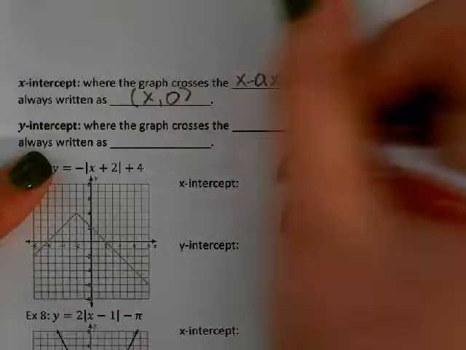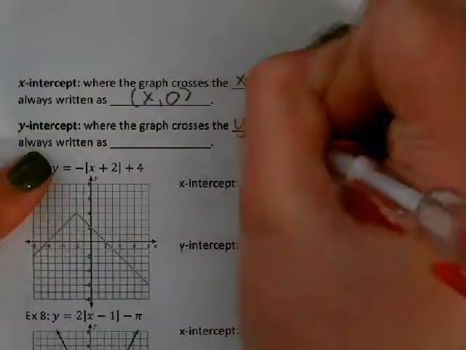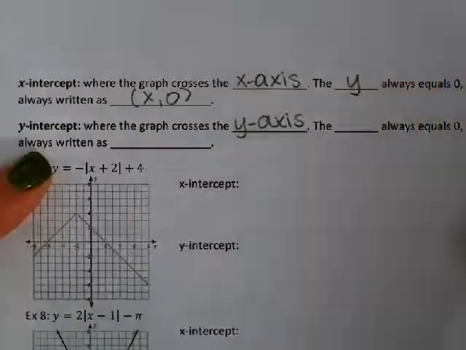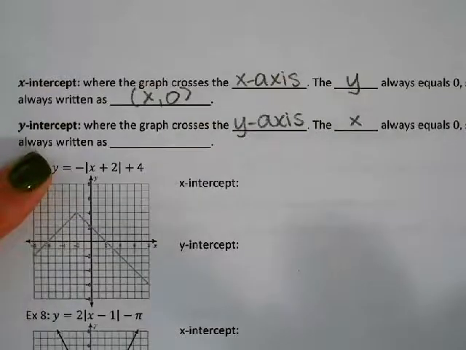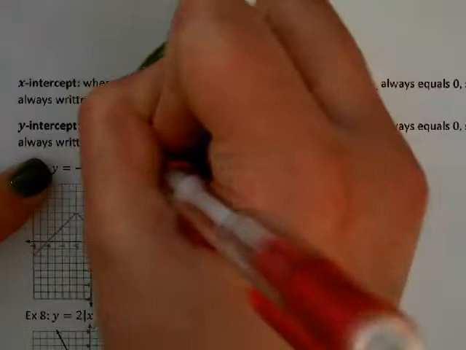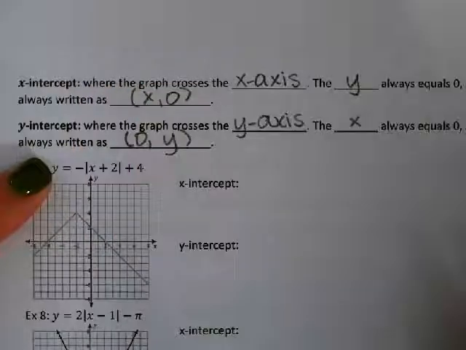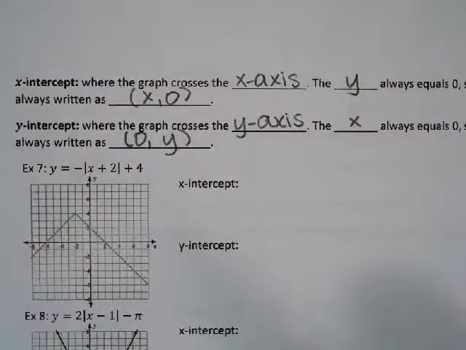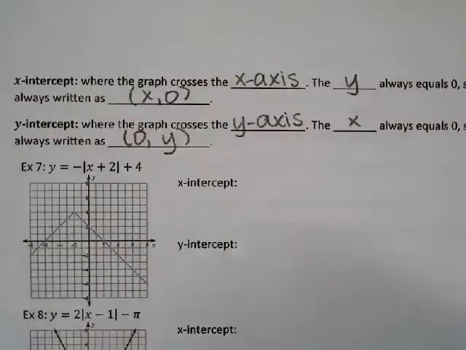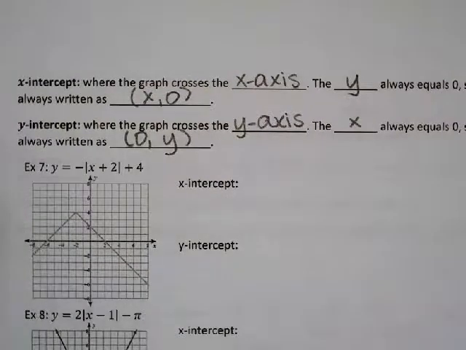Y-intercept: where the graph crosses the y-axis. The x always equals 0, so the point is written as 0 comma y. Same thing, if you were in Math 2, you would have plugged a 0 in for the x-coordinate. This would have been a little bit easier than finding the x-intercept, because typically the y value was already isolated, and so you just plug 0 in for x, simplify the numbers, and get an answer.